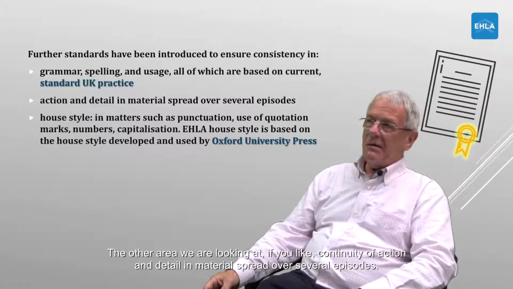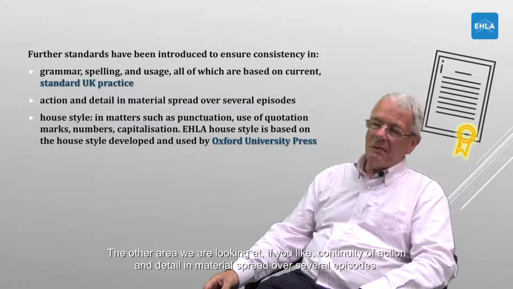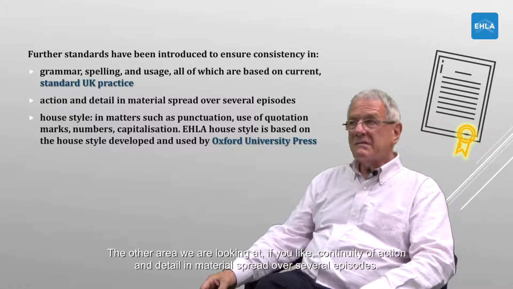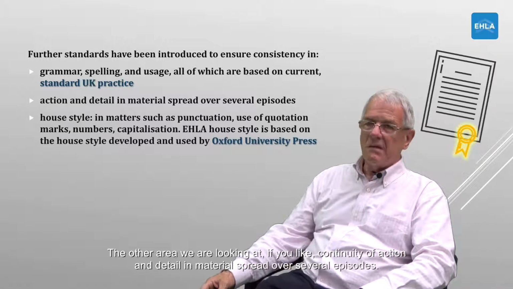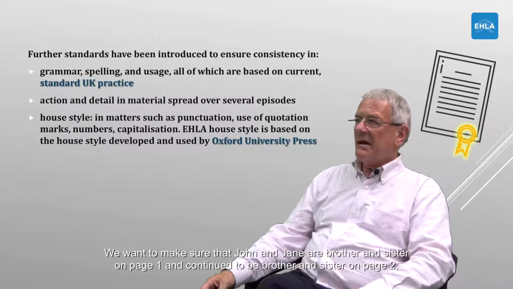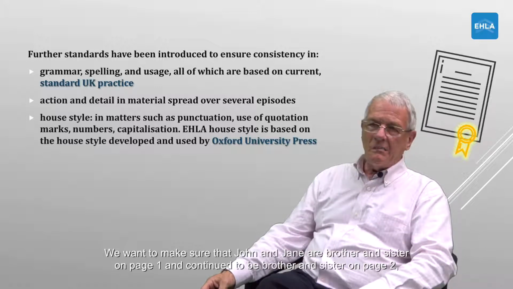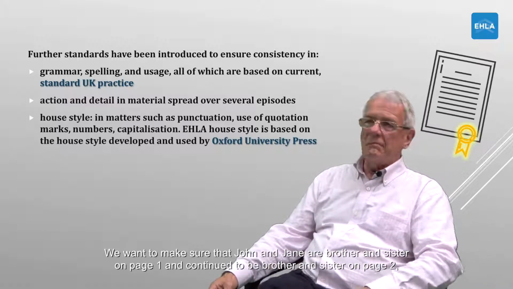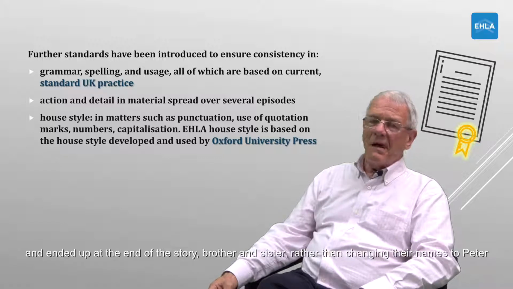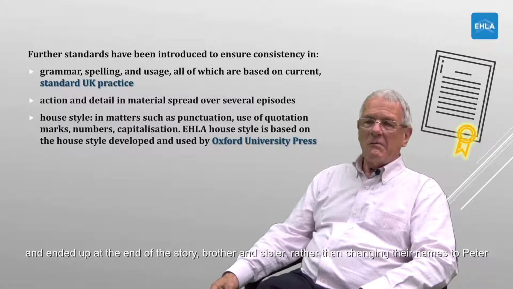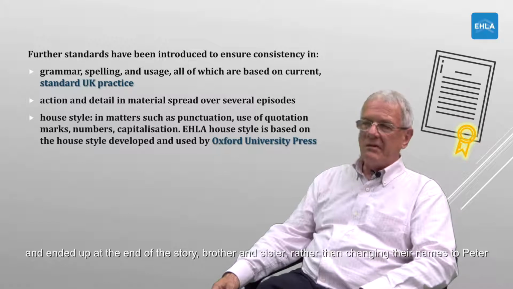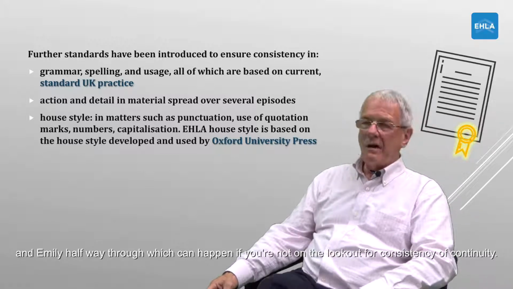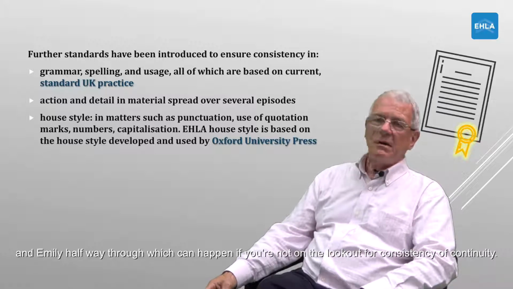The other area that we're looking at is the, if you like, continuity of action and detail in material spread over several episodes. We want to make sure that John and Jane are brother and sister on page 1 and continue to be brother and sister on page 2 and end up at the end of the story as brother and sister, rather than changing their names to Peter and Emily halfway through, which can happen if you're not on the lookout for consistency of continuity.